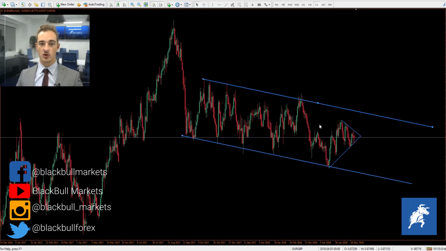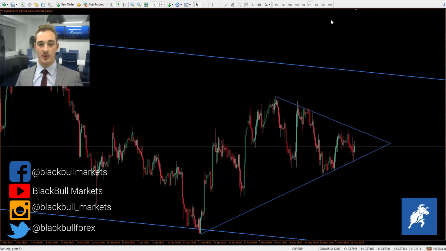So you can see it is kind of following this channel, so we can look for continuation in the move in this channel until it breaks, looking for potential trades to the top side or the bottom side. But in the 4 hour bar chart we're looking for a breakout in the meantime of this triangle for trades to the top or to the bottom side.